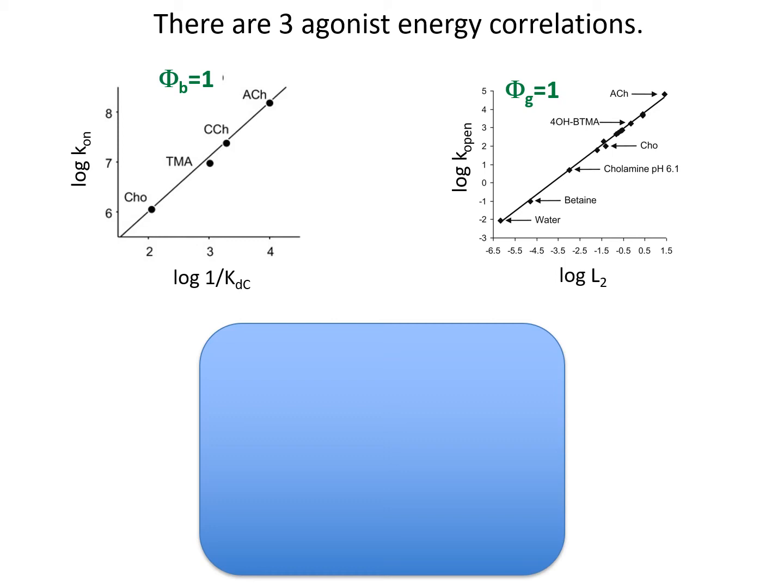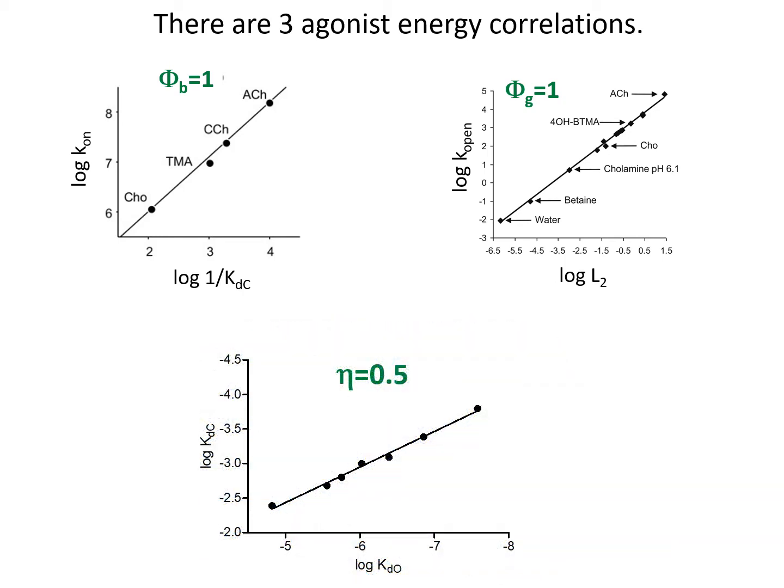So we have phi binding and phi gating. And we also know now from the second video that there's a correlation between these two equilibrium constants. So this is not a rate equilibrium free energy relationship. This is basically an equilibrium free energy relationship. And efficiency is 1 minus the slope of that line. So we know phi binding, phi gating, and efficiency for agonist families. And we also know there are multiple agonist families. I've just shown one here. So we can use these three correlations to simplify our analysis of receptor activation.